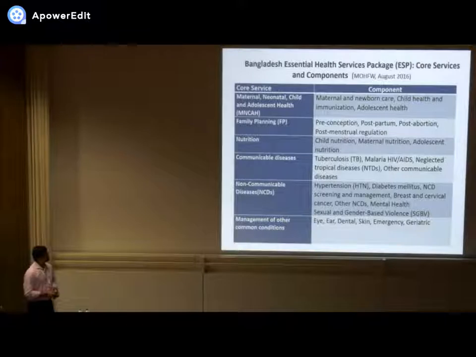In this study, we covered this essential service package, which includes five core services, including maternal and child health. That includes maternal and newborn care, immunization, and other services. And also we have family planning, nutrition, communicable diseases, non-communicable diseases, and management of other common conditions. The government developed an intervention list and also a good document on the essential service package to include in the health sector program.